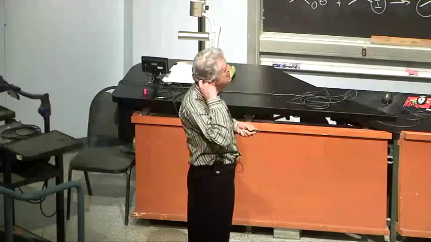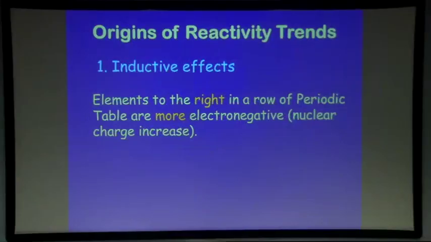So what are the origins of these trends? You already know this, but let me summarize it. One is the inductive effects. Okay, as you move from right to left, you get more and more electron withdrawing, and so more and more reactive. That's why the amides are the least reactive, and the halides are the most reactive.